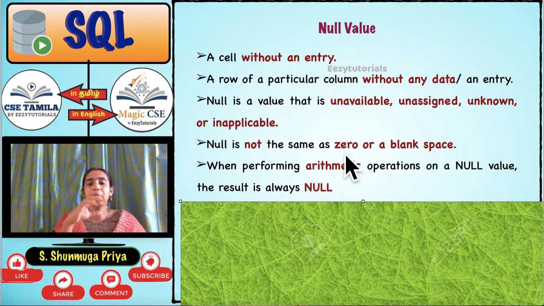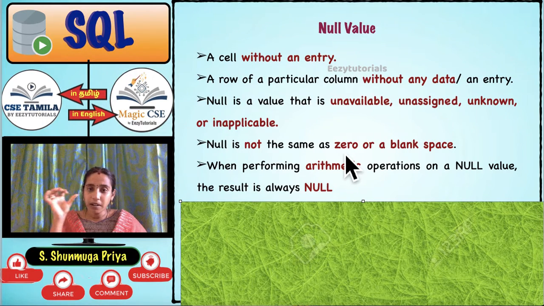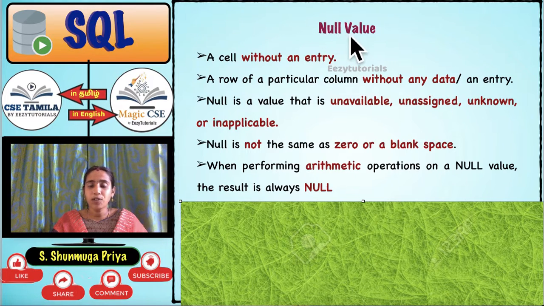For example, I am having student details. So for a particular student Akash, I am not having the phone number. Since he is not having a phone, his phone number cell is blank. So you have not entered any spaces, or you have not entered 0. You haven't entered any data. Then that is called as null, and it is denoted by NULL.